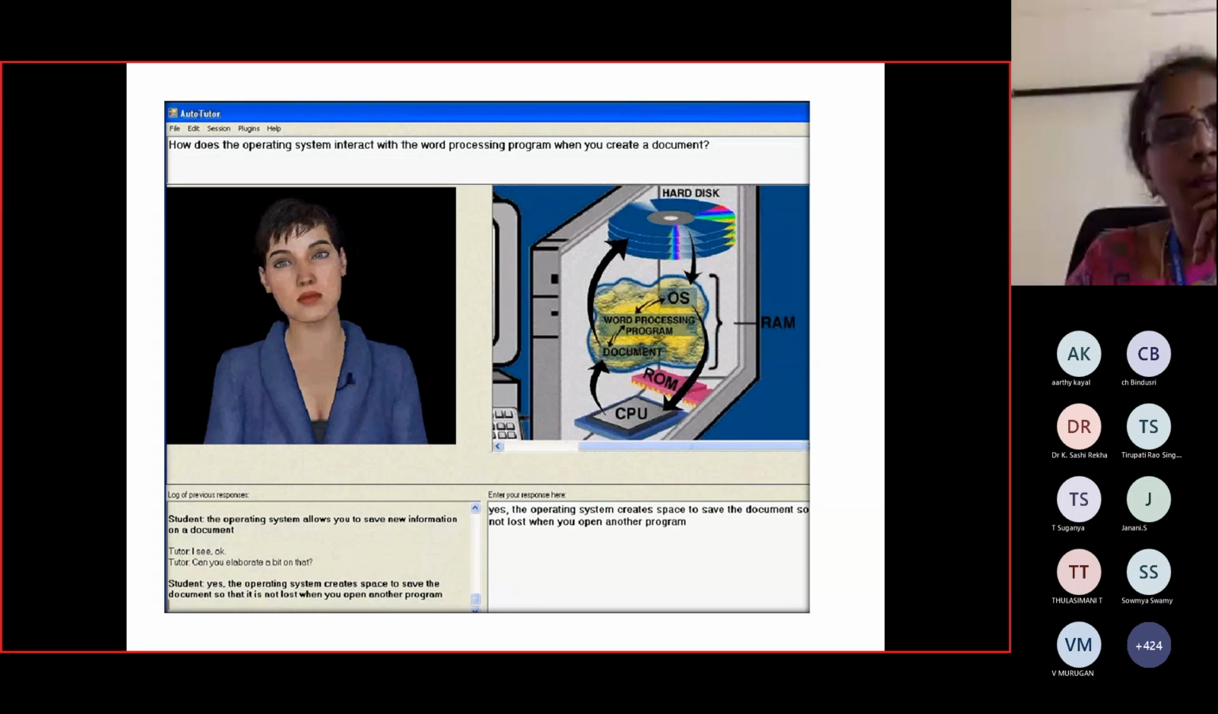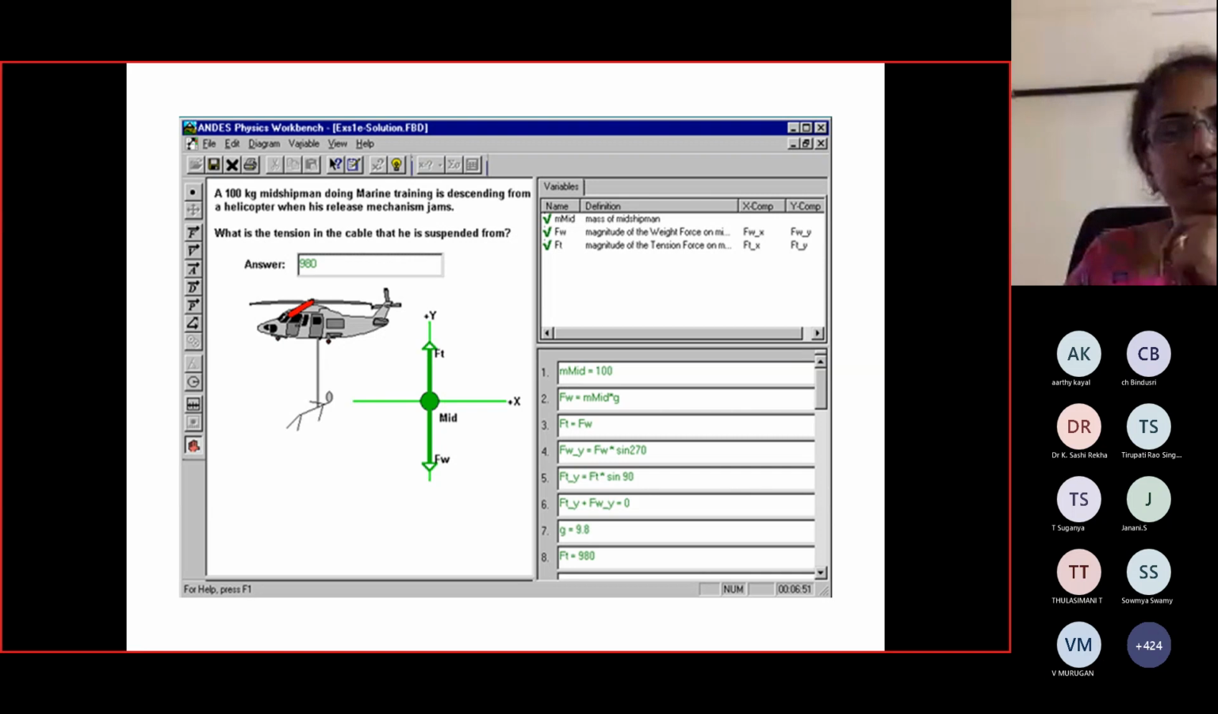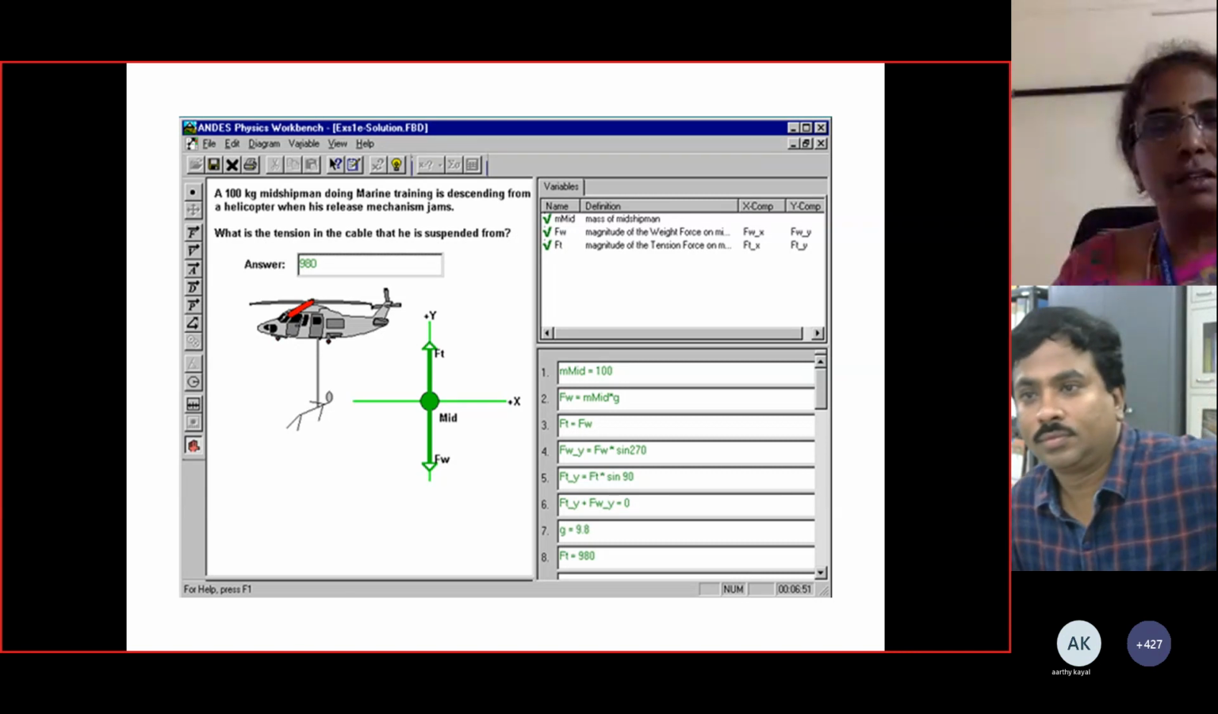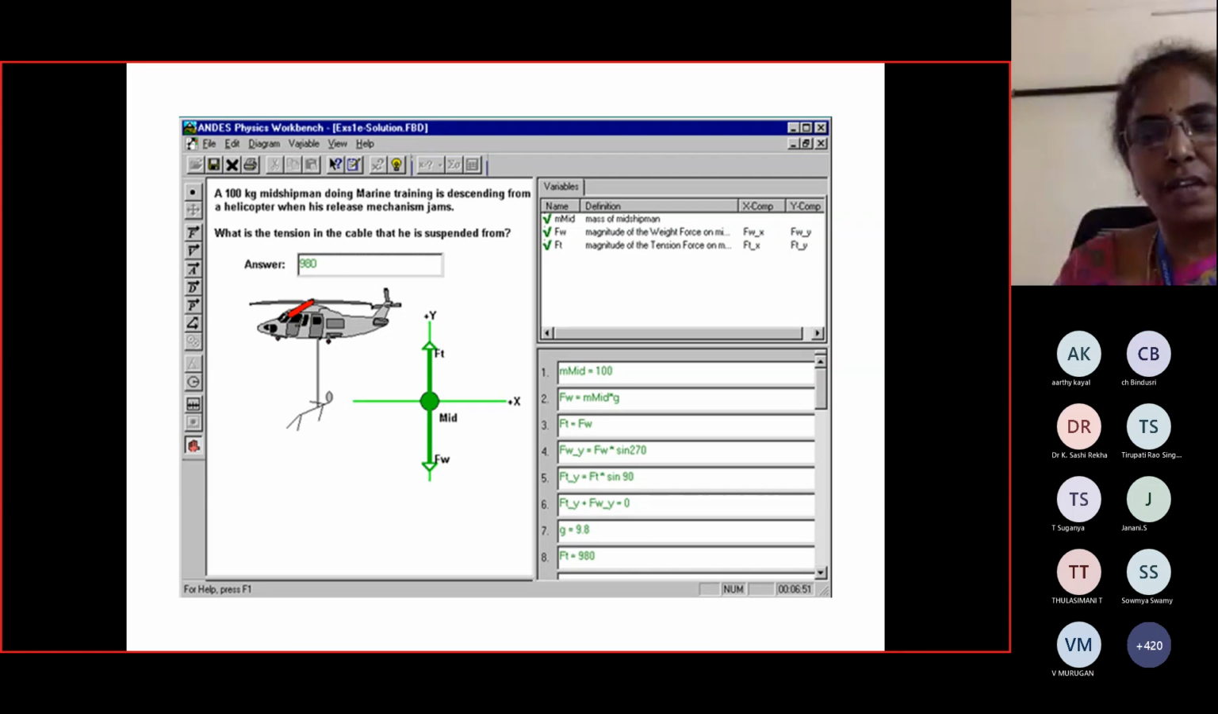Sir, next, sir. This is Andes, and it is used for teaching physics. You can see in this interface that a question has been asked: a 100 kg midshipman doing marine training is descending from a helicopter when his release mechanism jams. What is the tension in the cable when he is suspended? So this was the question. In order to answer it, he needs to understand the question. For that, he has written the information provided, that is the variables, the values of those variables, and the formulas that he has used to solve the problem. And this interface has been designed like this.